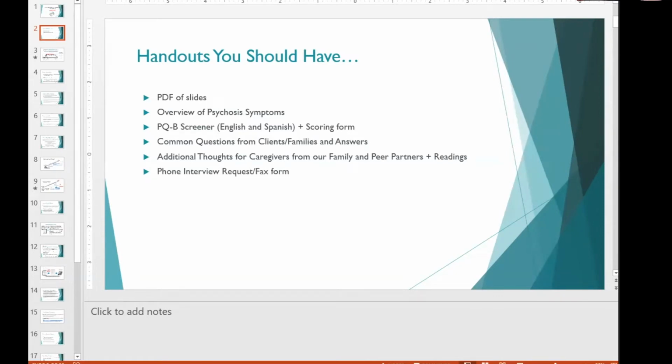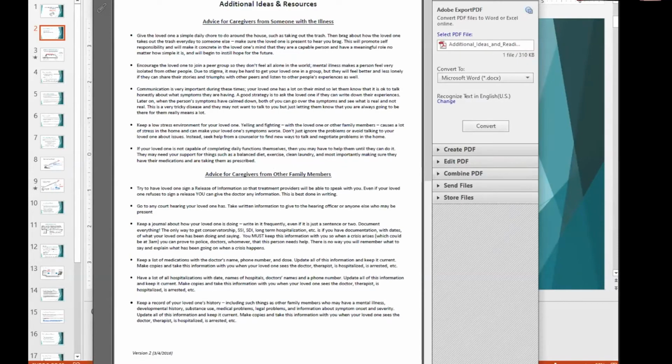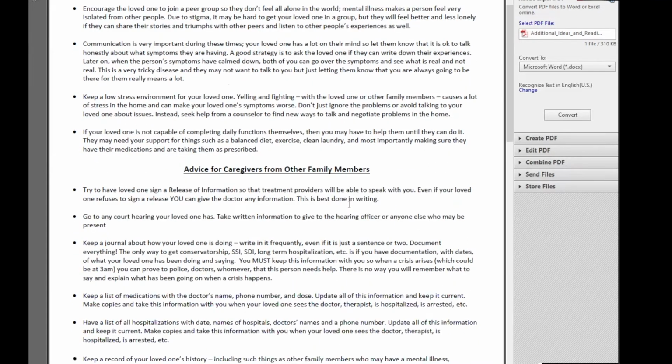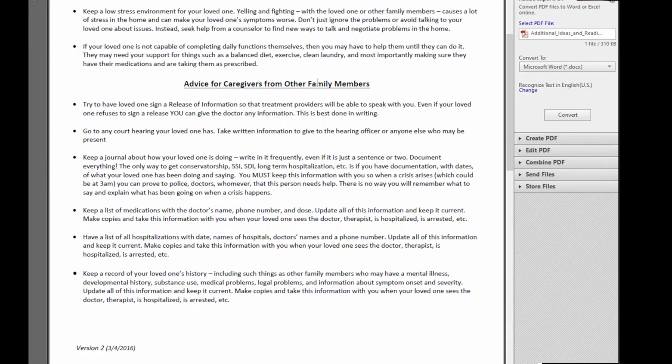So this is something that can be client and family facing. This form was developed, so advice for caregivers from someone with the illness. So our peer partner helped us develop this. This was stuff that he wished his family had known when he was struggling. Then down here, advice for caregivers from other family members. So this was developed by our family partner about the things that she wished she had known. Okay, so that is here.